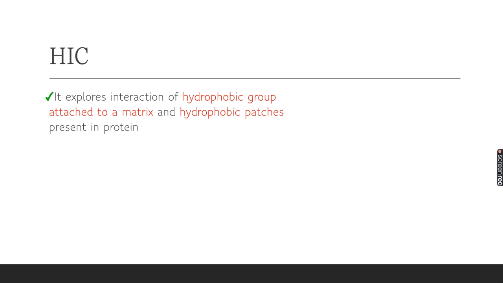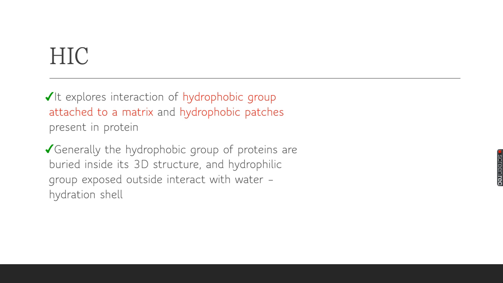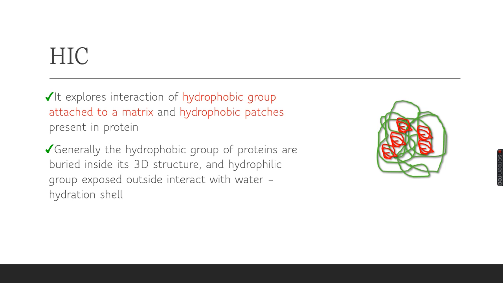patches present in your protein. Most of the time, if we look at the 3D structure of protein molecules, most of the hydrophobic groups are buried inside the structure, so they are not on the surface, and only hydrophilic groups are exposed. We'll show one protein structure here. The red coloration in the protein chain we assume to be hydrophobic functionalities. You can see they are all inside the core of the structure, and the green chains are hydrophilic. They are interacting with water.